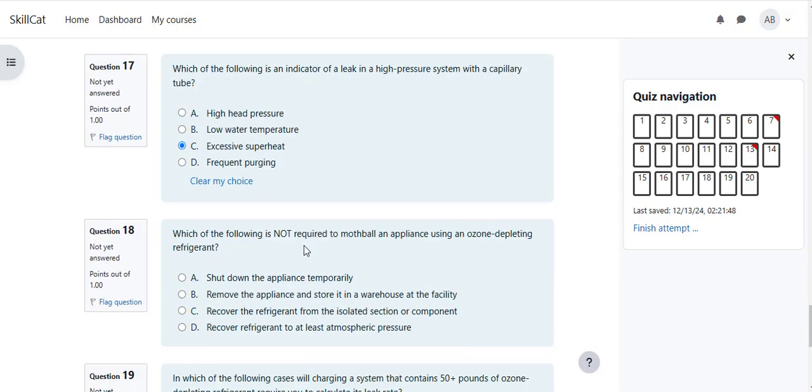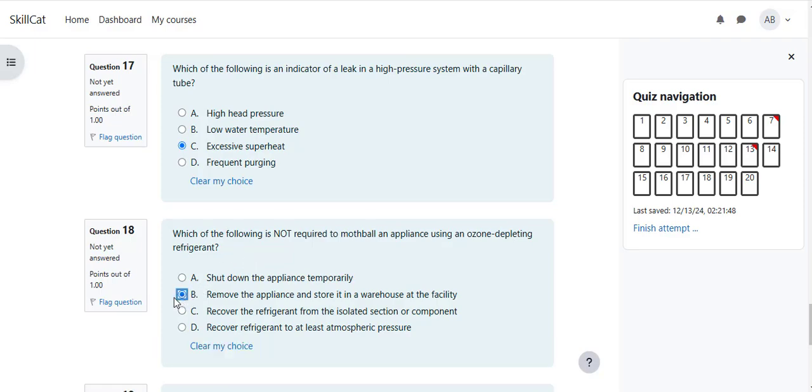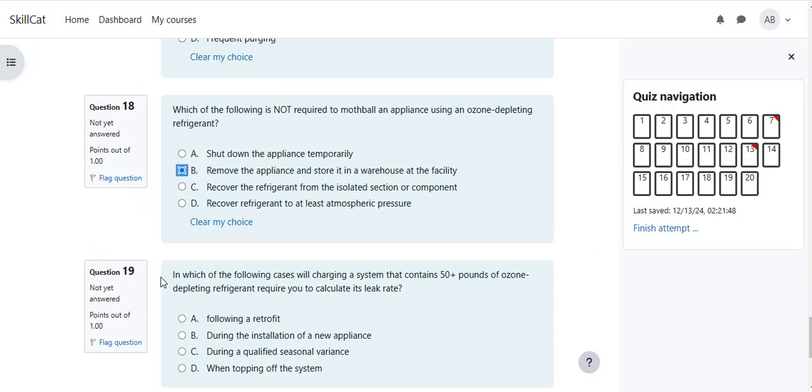Which of the following is not required to mothball an appliance using an ozone depleting refrigerant? Shut down the appliance temporarily, remove the appliance and store it in the warehouse. Yeah, this one I think it's correct, but I'm not sure.